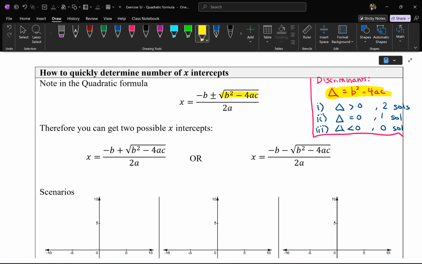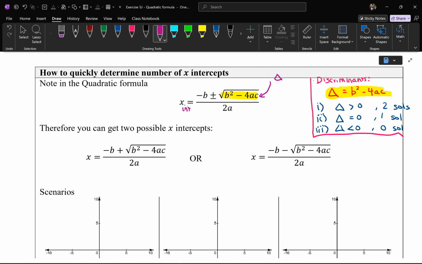In the root. Right here. Why is this powerful? Instead of writing b squared minus 4ac, they just said whatever that equals, they put a triangle. Now, whatever that equals has a very powerful impact on x. See, x represents the possible intercepts.